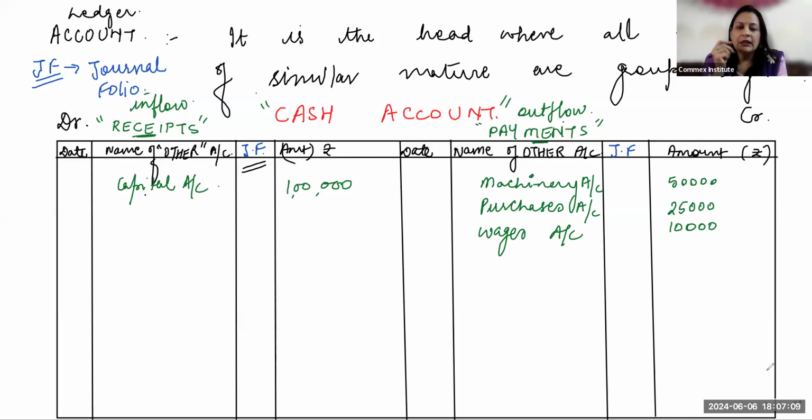Next transaction. Vidita. Yes, ma'am. The next transaction is I made cash sales of dresses for 20,000. Cash sales of 20,000. Which side do I put it?